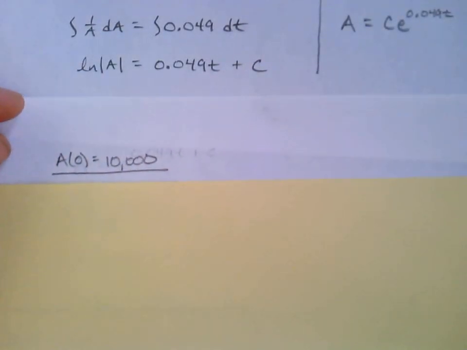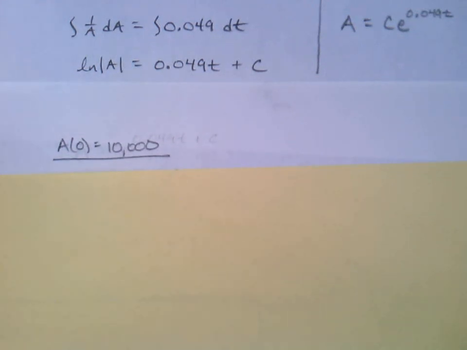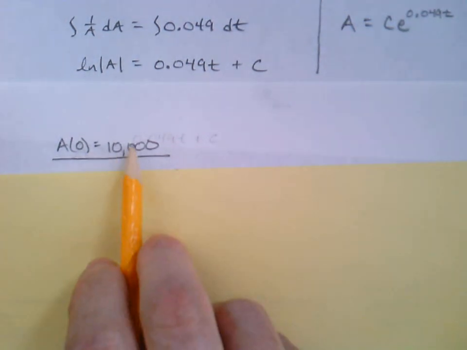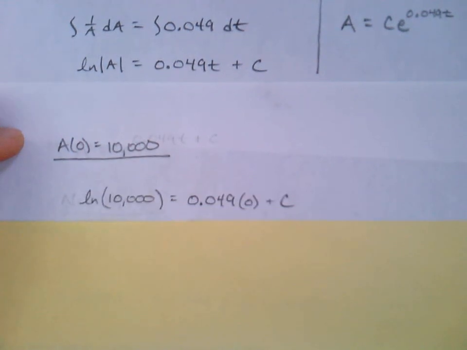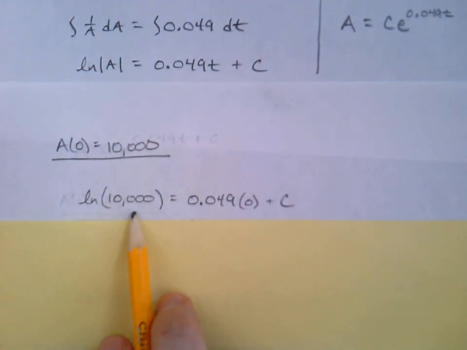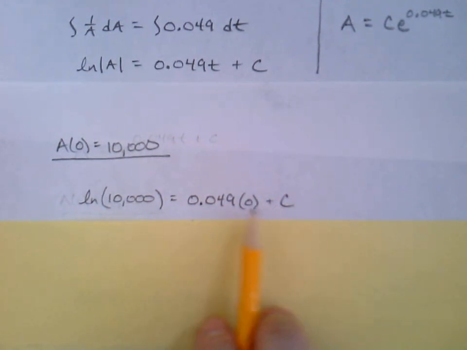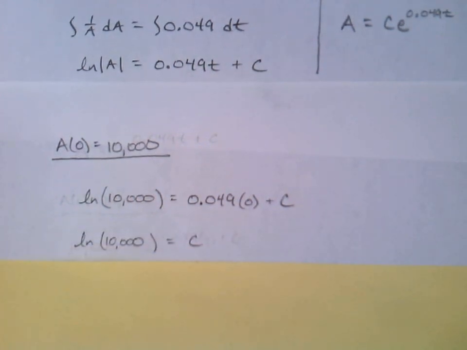We're going to now apply our initial condition, which means we plug in 0 for t, we plug in 10,000 for a, just like so. And we can use that implicit form without any problem. Actually, it's almost preferred because we're trying to solve for c, right? We multiply by 0, and c is simply the natural log of 10,000.